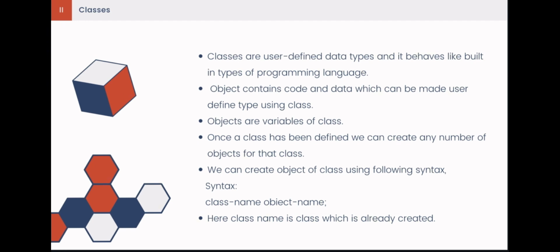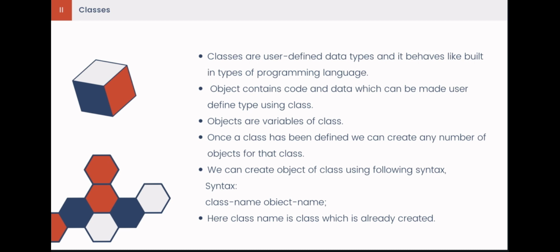We can create objects of a class using the following syntax: class name and then object name. The object name is any user-defined name. In this example, we can see Student is the class name, and Ram and Sham are object names. Ram and Sham are objects of the class Student, and we can create any number of objects of a class.